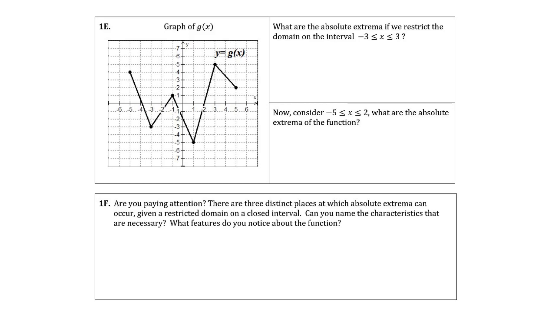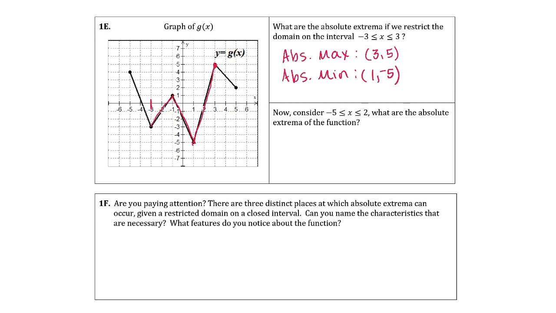All right, so we're going to do the same thing for the next graph. We are going to restrict the domain, and that domain is going to be from negative 3 all the way over to positive 3. When we change that domain, that's going to change where our absolute max may occur. And notice if we're looking over just that interval, the absolute max is at 3, 5. And then the absolute min is going to occur at 1, negative 5.